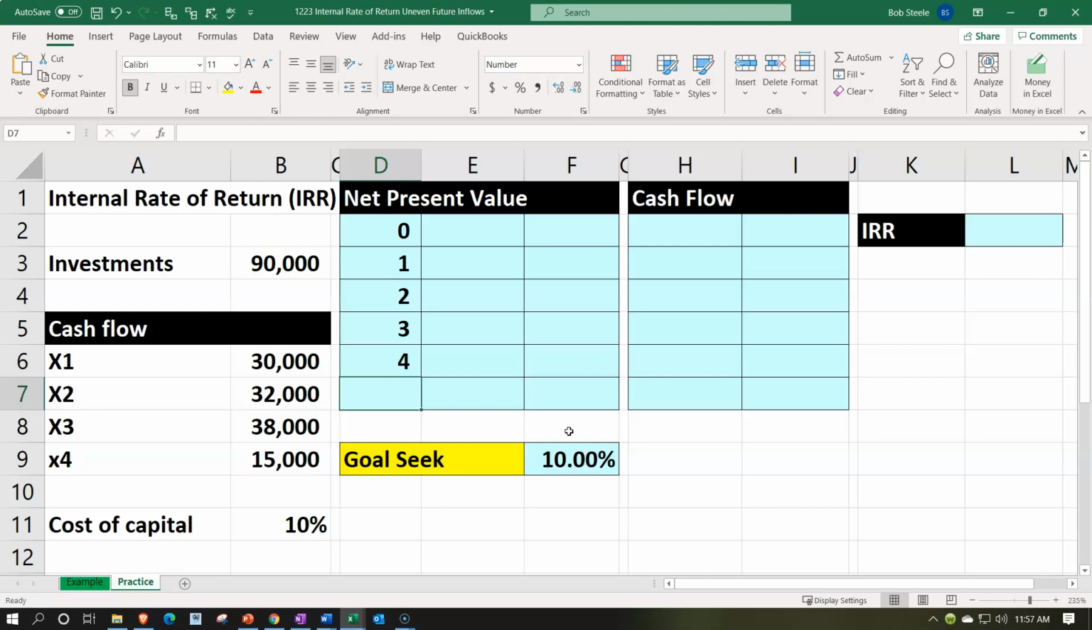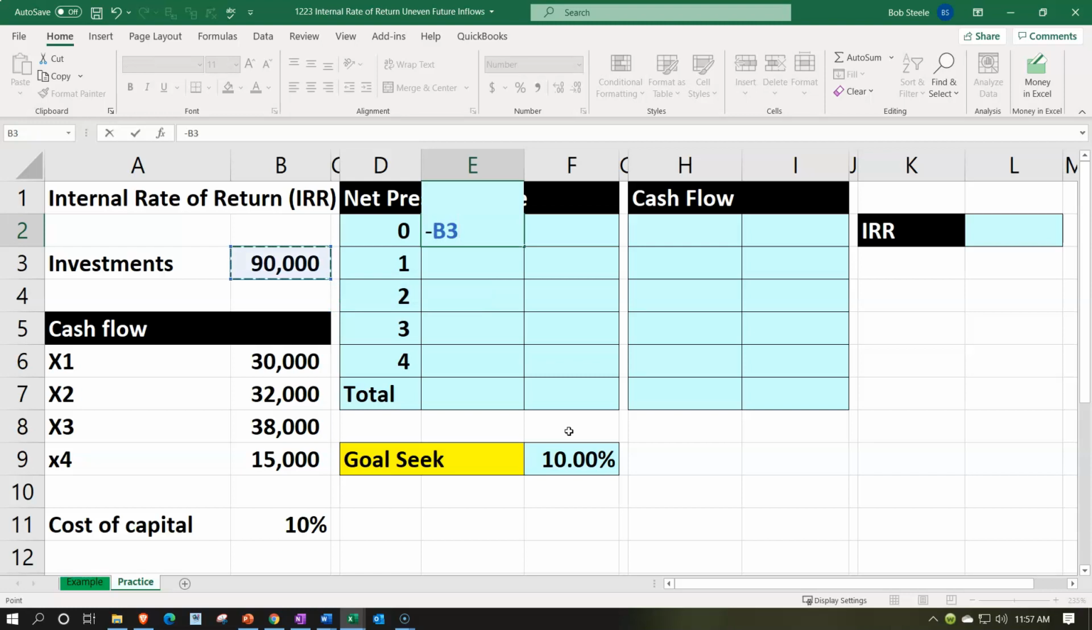I think the most succinct, easiest, or shortest way to line it up is just year by year in this format. So then we're going to have the total down here, and the 90,000 is an outflow, which I'm going to represent as a negative number. So the initial investment, I'm going to say negative of that 90,000.